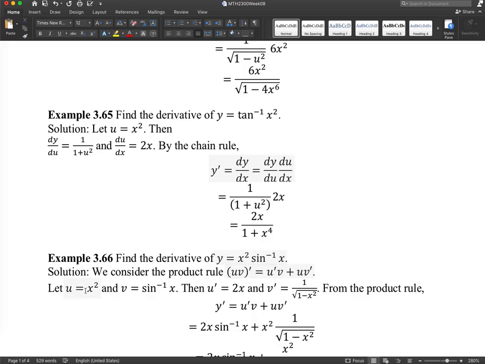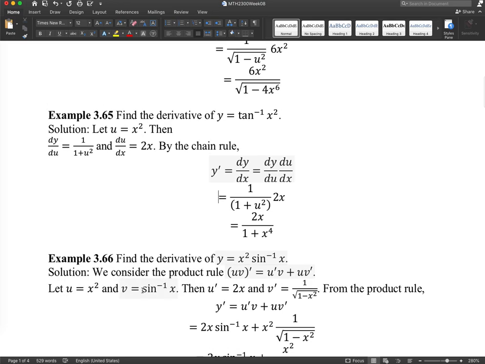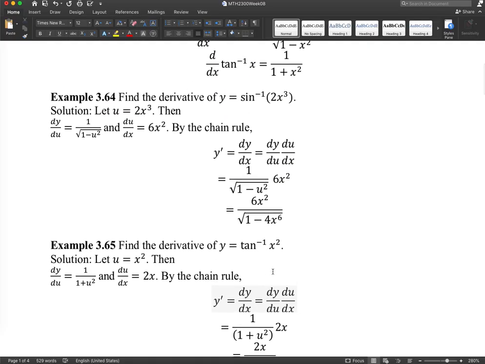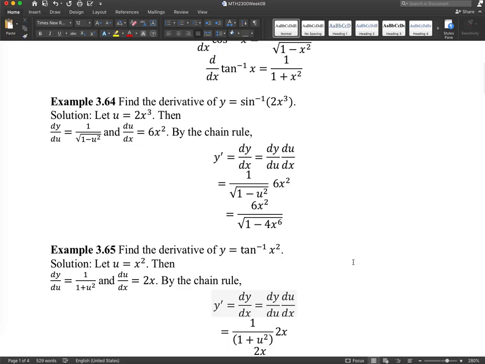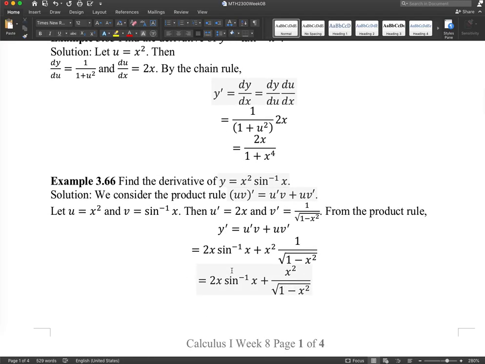I'm still using the notation u. I hope you see this is different from the approach of the chain rule. This time I'm using not only u but also v. I'm doing the product rule. So u is x squared, v is sine inverse of x. Then according to the arrangement of the product rule, we need u prime, which is easy, and v prime, which is just from the formula we just covered, 1 over 1 plus x squared. Then you put everything together: u prime v plus u v prime.